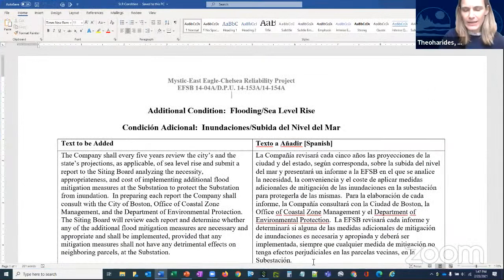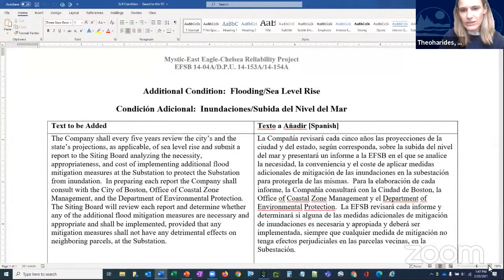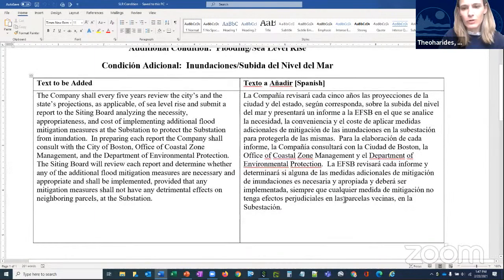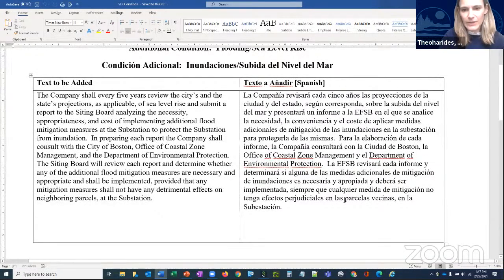Recognizing the impact of climate change, both in the city of Boston and across the Commonwealth, I offer an amendment for the board's consideration relative to sea level rise and flood mitigation measures. And this would replace what we began to discuss at the last meeting. Under this proposed amendment, the company will be required every 5 years to review any city and state projections for sea level rise, as these projections tend to be regularly updated, and submit a report to the siting board that analyzes the necessity, appropriateness, and cost of implementing additional flood mitigation measures at the substation to ensure the safety of the surrounding residents and infrastructure.